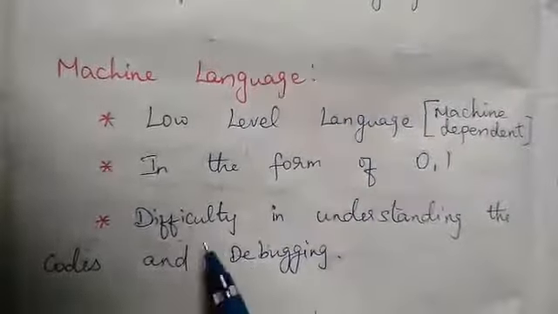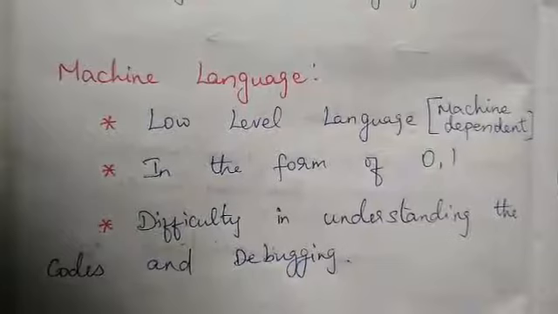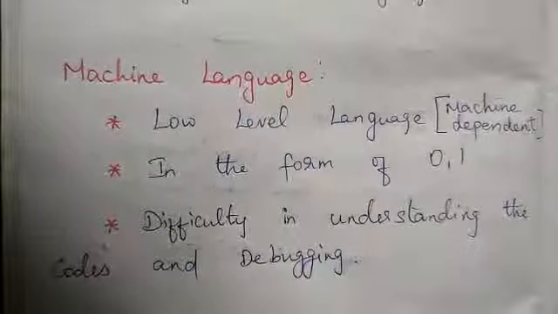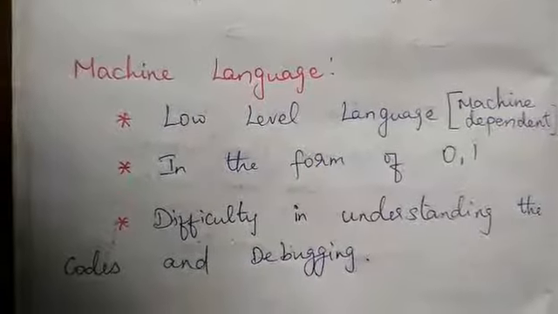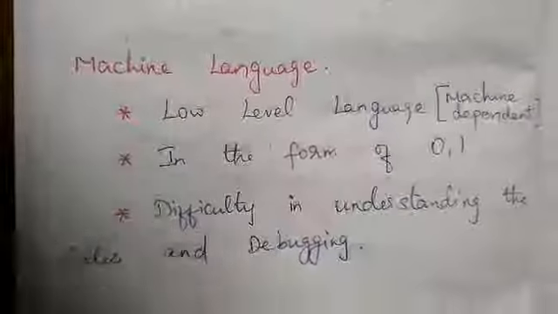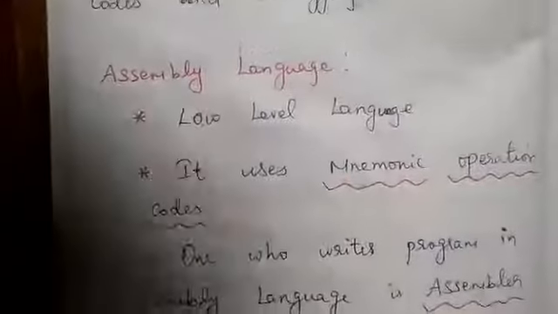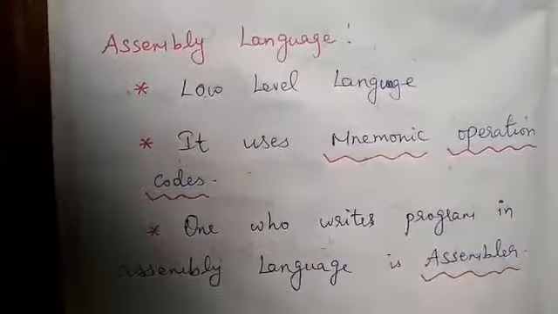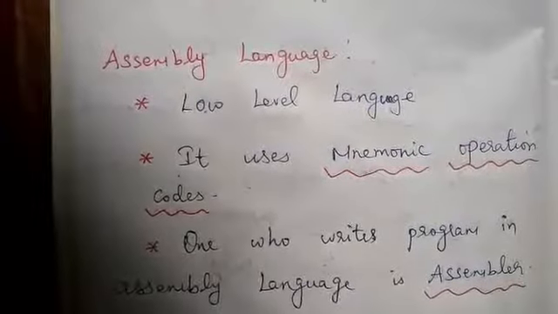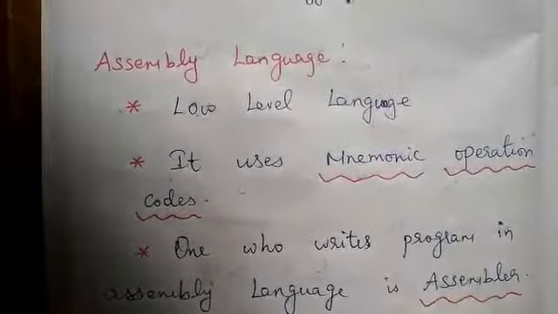Some of the difficulties of using this language is it is very difficult to write the coding, time-consuming work, and debugging is also difficult. What is debugging? The process of correcting the errors in the program is called debugging. Second type of language is assembly language. Assembly language is also called low-level language. It is a little advanced over machine language. Here, mnemonic operating codes are used to make the program understandable.